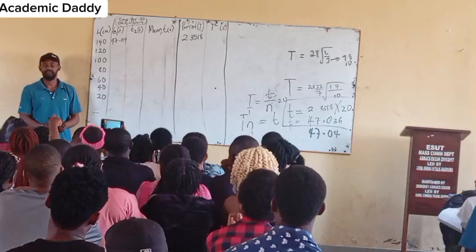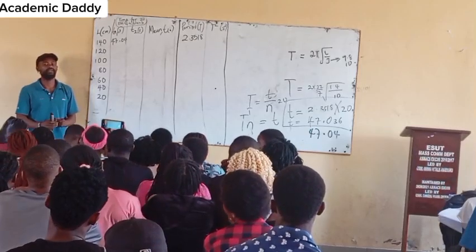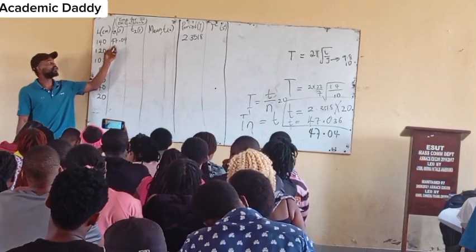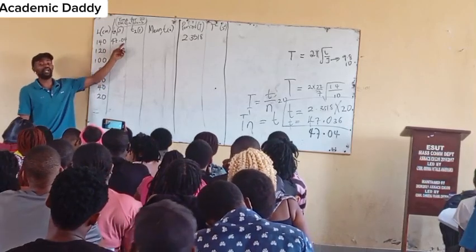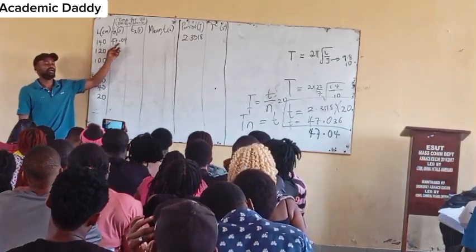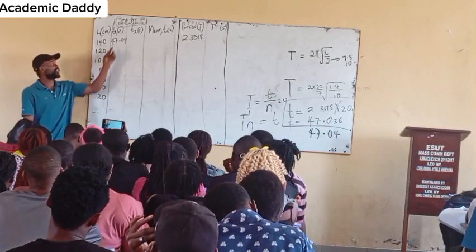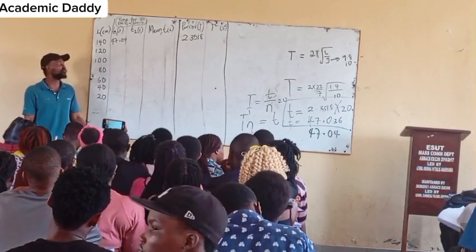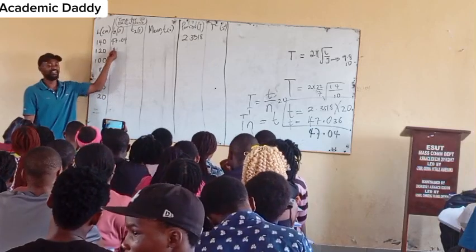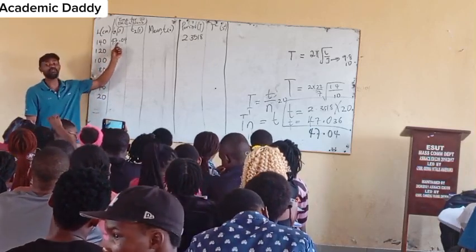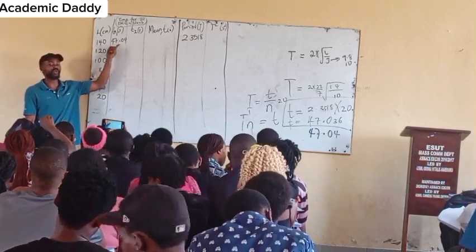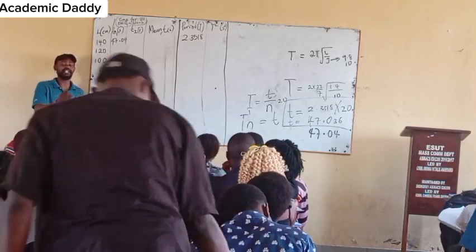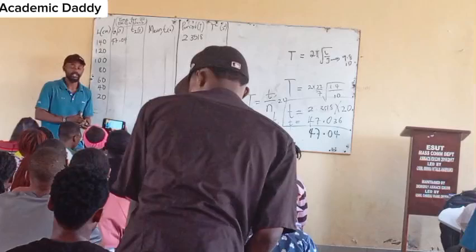What we got is that T1 is 46, then T2 was 46.5, which is approximately 47.